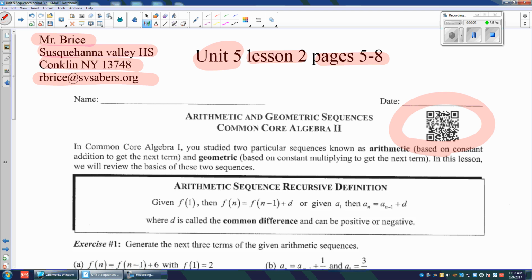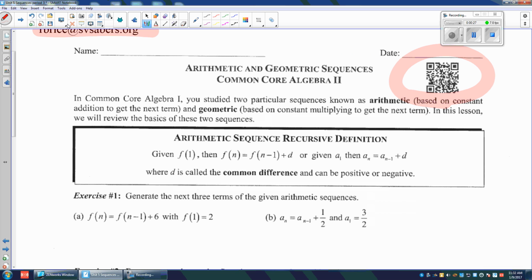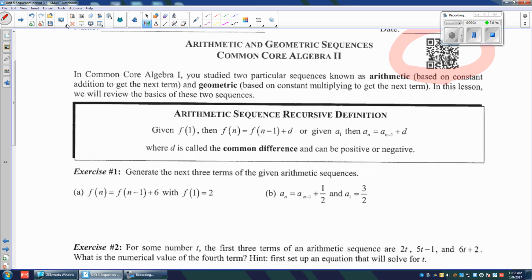In Common Core Algebra 1, remember that we studied a particular sequence known as arithmetic, based on a constant addition to the next term. And we also studied geometric, based on a constant multiplying to get the next term. In this lesson, we're going to review the basics of these two sequences. So an arithmetic sequence is recursive, okay? So there's the direct rule and there's the recursive rule.